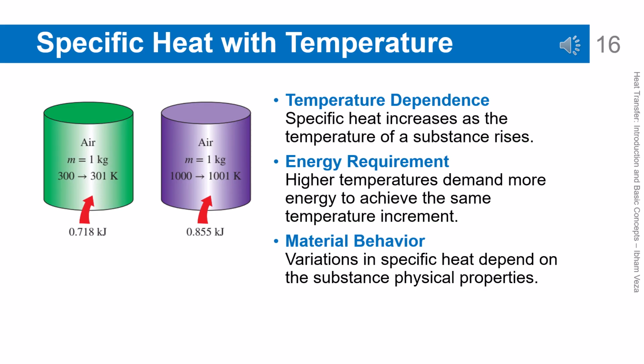Specific heat variation with temperature. Specific heat is not truly constant and can vary with temperature. At higher temperatures, more energy is often required to raise the temperature by 1 degree. This shows that thermal properties can depend on operating conditions. For accurate analysis, this variation should be taken into account. However, in many engineering cases, using an average value is still sufficiently accurate.